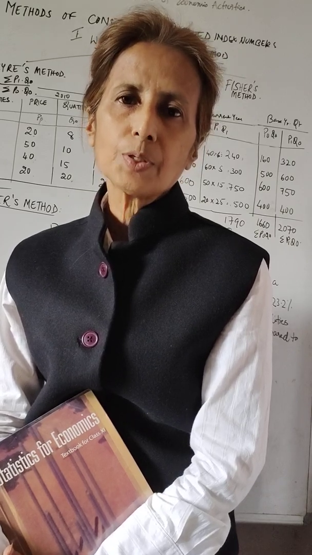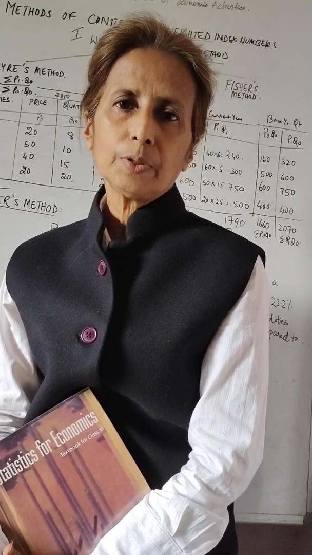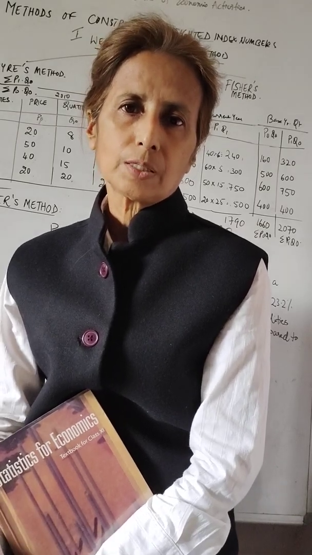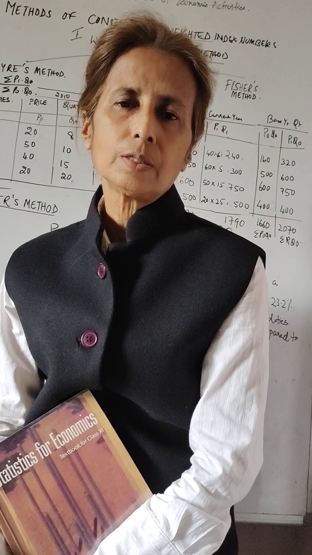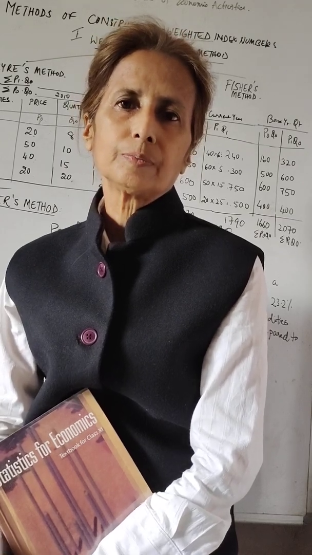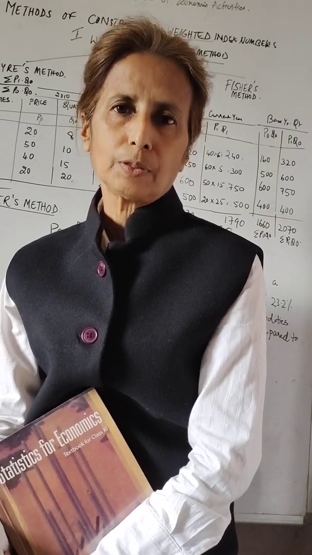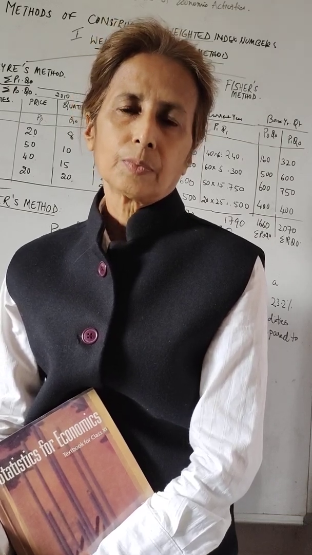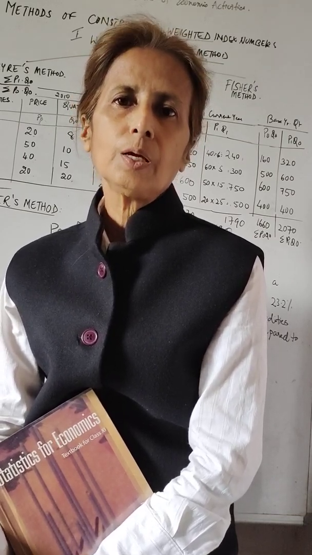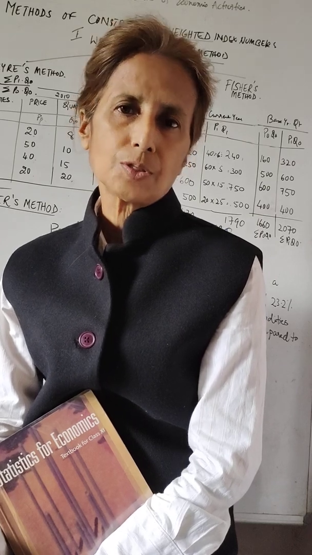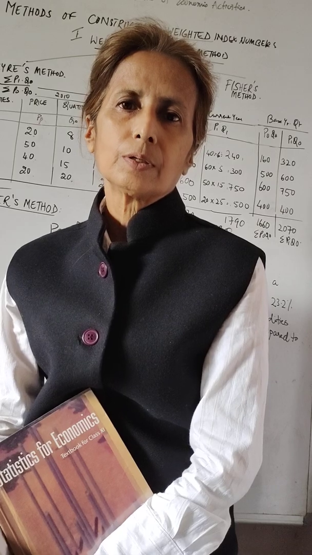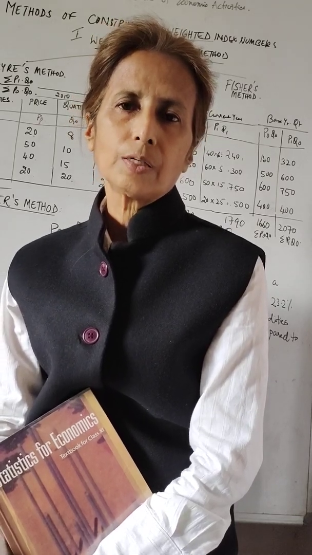And in index numbers, we finished with simple index numbers, the simple methods of constructing index numbers: the simple aggregative method and the simple average of price relative method. And we also finished with the weighted. Today we are going to do Fisher's formula for solving the weighted aggregative method.